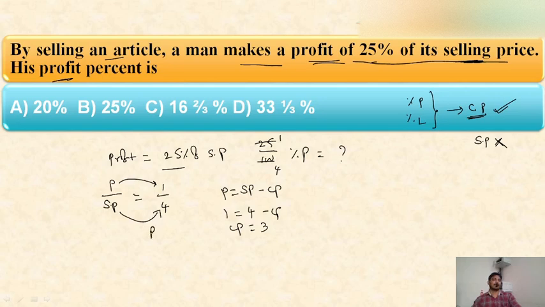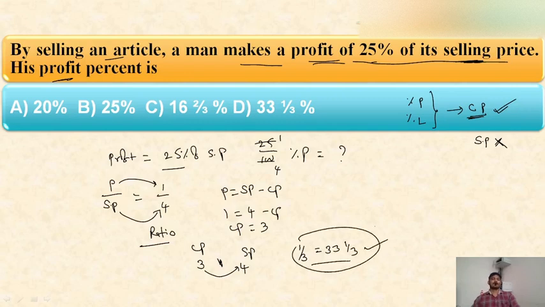Then I can go with the ratio approach. Cost price and selling price: here the cost price was 3 parts and the selling price was 4 parts. From 3 to 4, there is an increase of 1 part out of the 3 parts. So 1 out of 3 is nothing but 33 1 by 3 percentage. So there is a profit of 33 1 by 3 percentage if a man makes a profit of 25% on the selling price. This is another way of solving this question, and this is the easiest way to get the answer instead of going with the formula approach. I hope you are clear with this explanation and let us move to the next question.